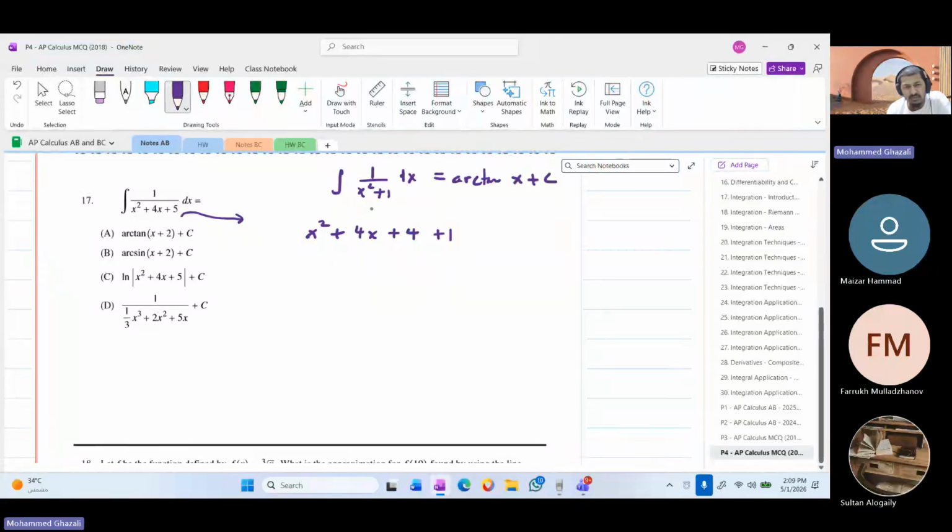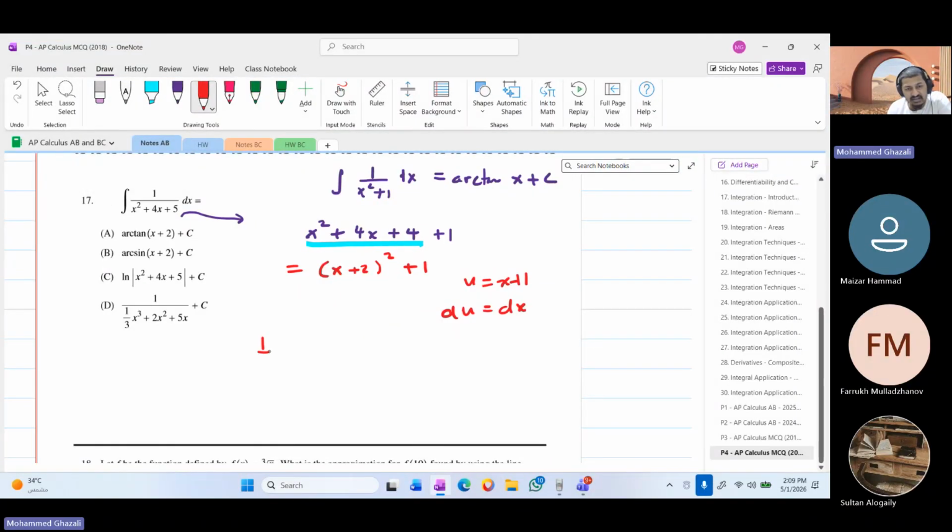Why plus 4 plus 1? Because I want to make it into a square. Exactly. 4 plus 1 is 5. So this is already x plus 2 all squared plus 1. You can make u equal to x plus 2, so you get du is equal to dx.